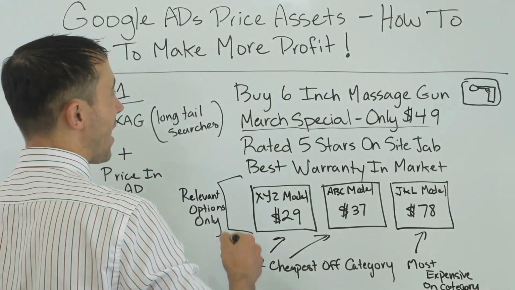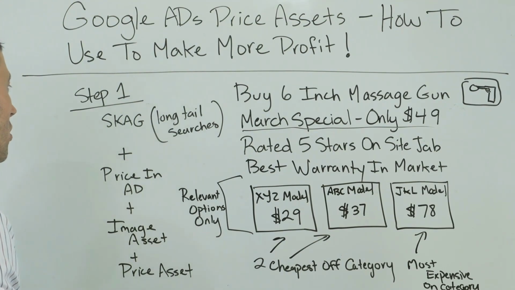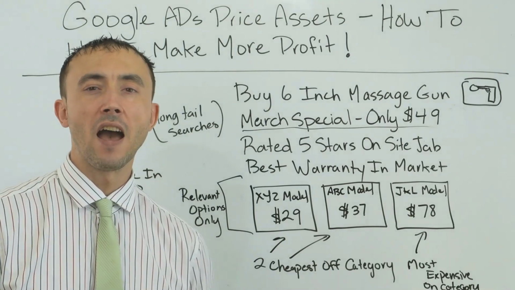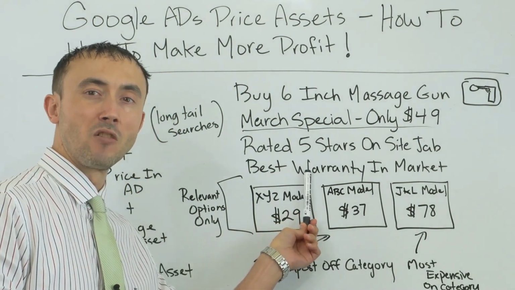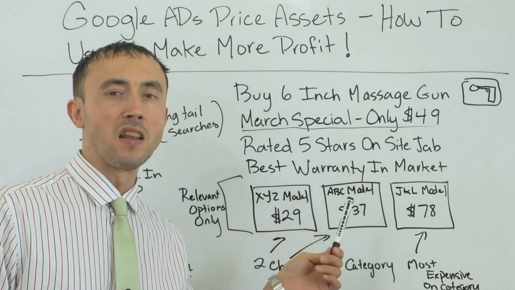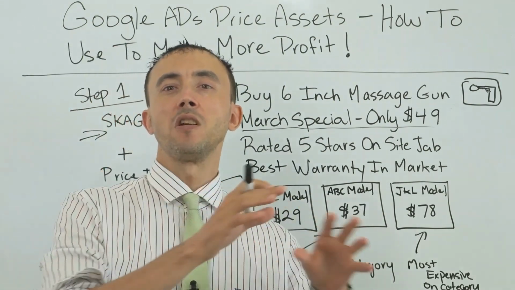So with that said, to use price assets, the main thing you're going to do is have a single keyword ad group campaign set up to begin with. If you don't have this, I can't promise you're going to replicate the results. You could do it with a non-single keyword ad group campaign structure and get good results, but it's not as assured. Single keyword ad groups are where you put only one keyword in each ad group.